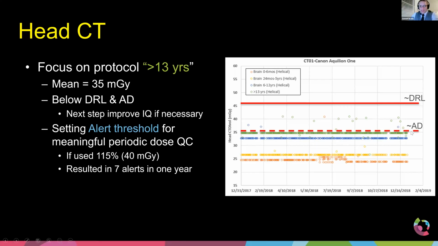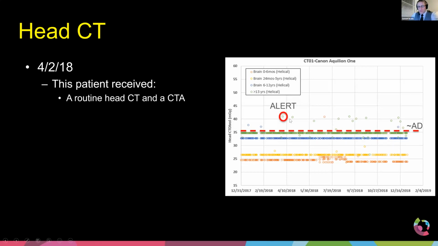What we ended up doing is, if you set the alert level at the achievable dose, obviously we're going to get a few patients that will cause the alert level to go off. So we set it at 115% of this national achievable dose value. That was basically 40 milligray. So our alert level is basically at this 40 milligray level, and over 2 years, that accounted for only 7 alerts. Generally speaking, most of our data isn't causing an alert.